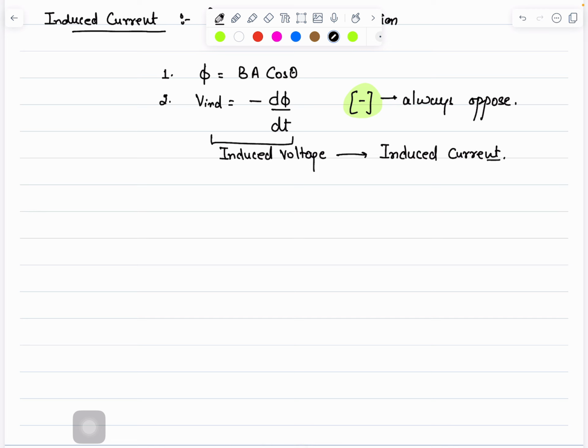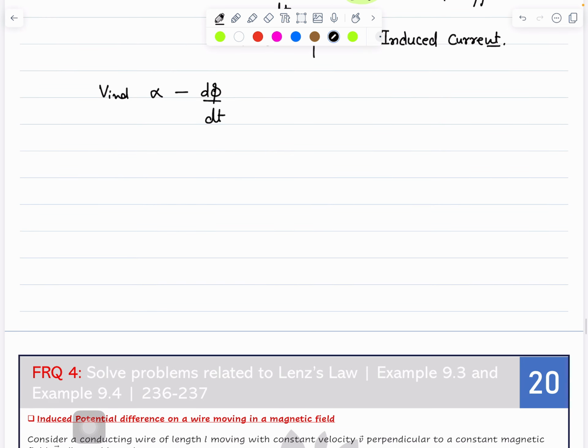Let's say case 1, a simple case. Can I say V induced is directly proportional to negative d phi over dt? There are two parts, V, and let's say there is a result x. So if x is 10, then what should be the value of V? Negative 10, as per this rule. Clear? Sure? Okay.